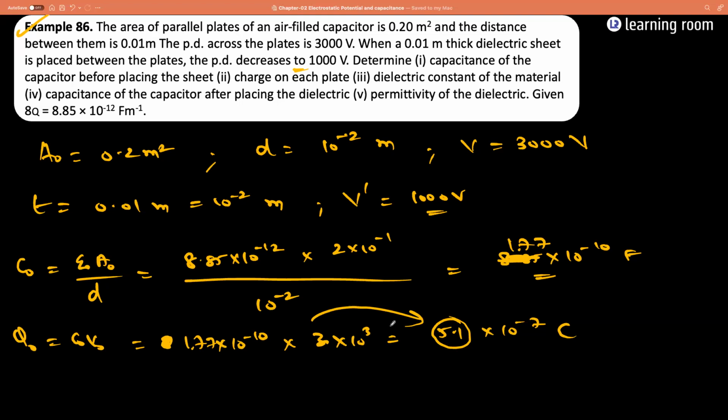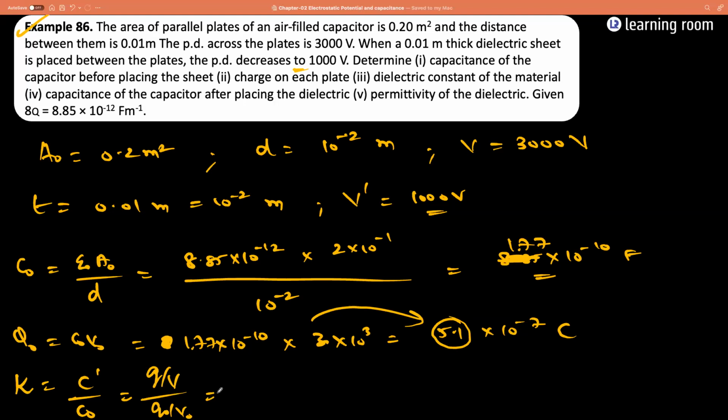Third is the dielectric constant of the material. So how do you calculate the dielectric constant? Kappa is equal to new capacitance divided by initial capacitance. So what is the new capacitance that they have given? New capacitance I can write as Q by V, and the old capacitance as Q naught by V naught. So Q naught by V naught I already have.